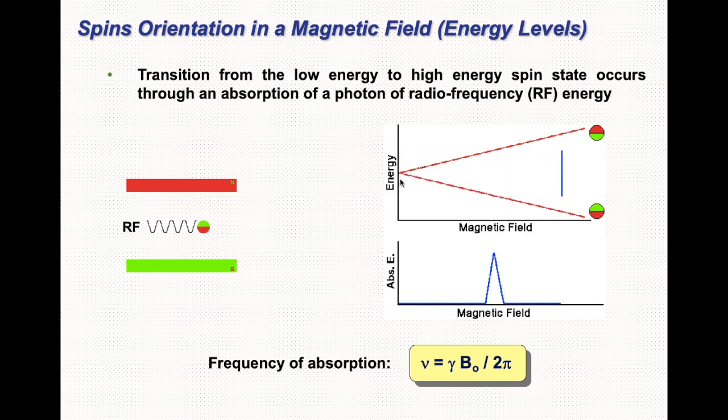Initially, when the magnetic field is 0, there is no separation. However, as it increases, the separation also increases. Suppose you keep a magnetically active nucleus at a particular constant magnetic field, then it will have that much energy, and when you shine light whose frequency matches that separation, we can observe the resonance peak or NMR absorption peak in the spectrum.